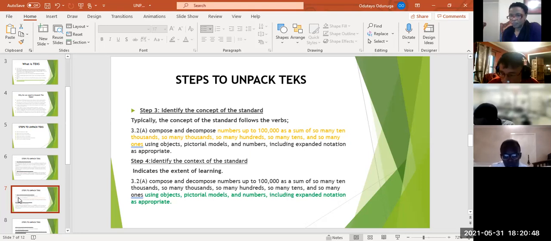I'll start. Okay. So once again, I was using 3.5b, which says represent and solve one and two-step multiplication and division problems within 100 using arrays, strip diagrams, and equations. So from your explanation of the concept, I believe the context would be one and two-step multiplication and division problems within 100.